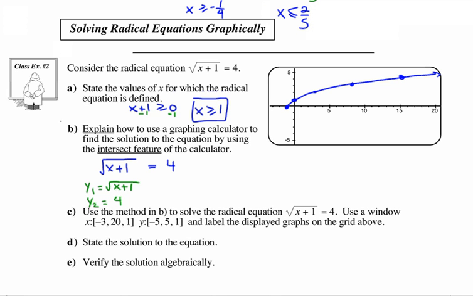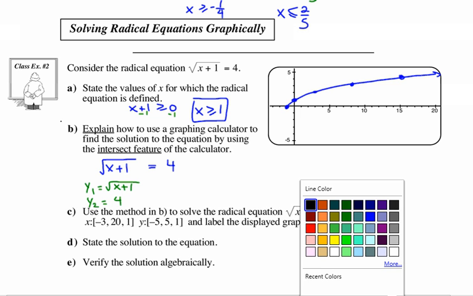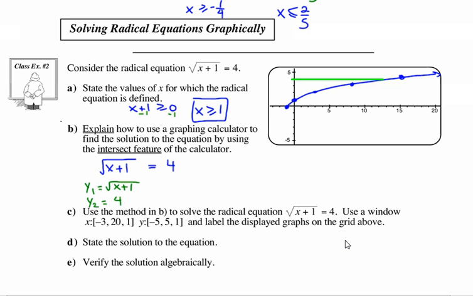Just going up. And then my other graph was y equals 4. And so we want when the two are equal to each other. So just like in Math 10, we want the intersection point. It's not a very straight line. Try this again. There we go. Move it up a bit. There we go. So y equals 4. So we want the intersection of the two graphs because we want when they're equal to each other.